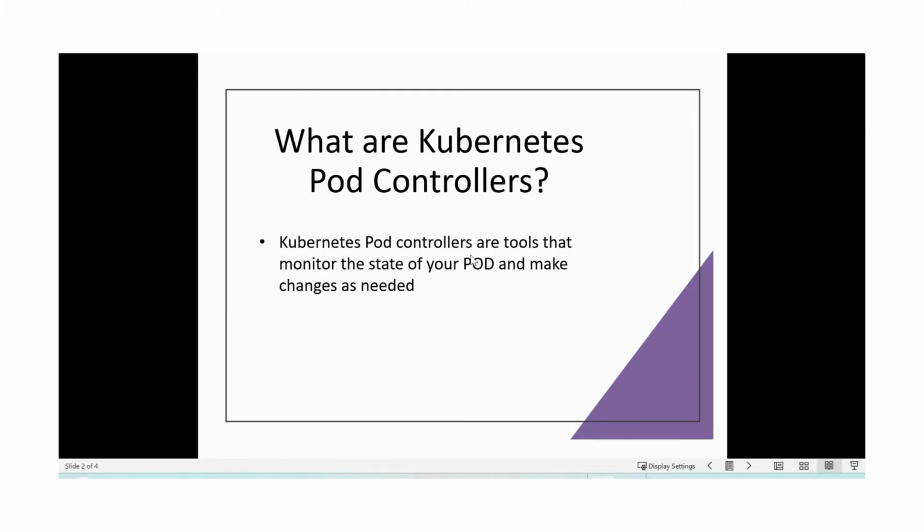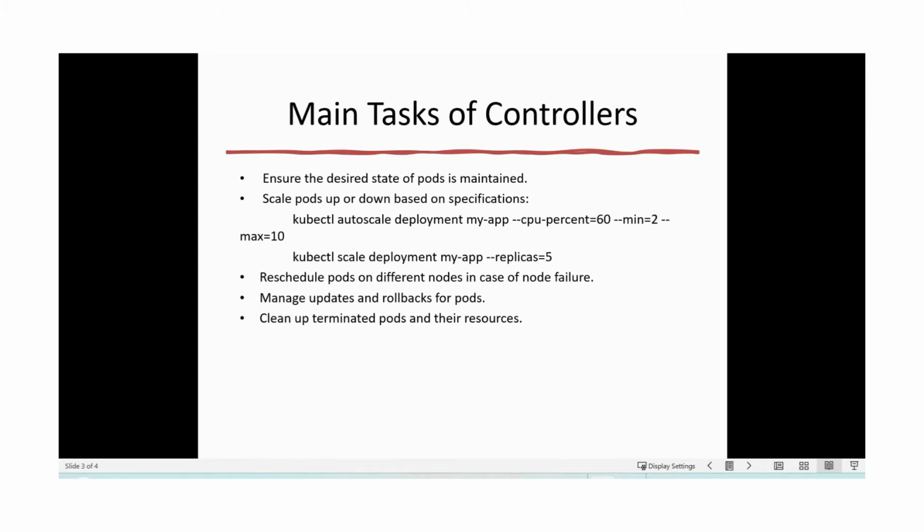So what are the main tasks of controllers? One, the controller ensures that the desired state of pods is maintained. What is desired state? I have given replicas as 3, right? That's the desired state. So our controller makes sure that our system always has that many pods up and running. And scale up and scale down based on the specification. For example, here we can give the CPU percentage, say 60%. When it reaches 60 percent, then you bring up one more pod.